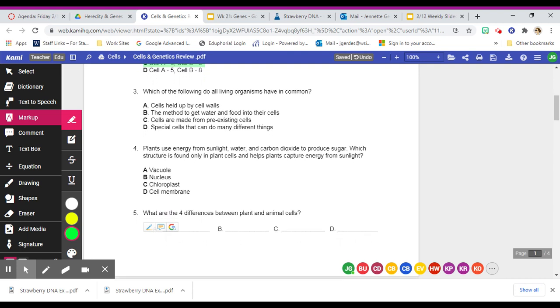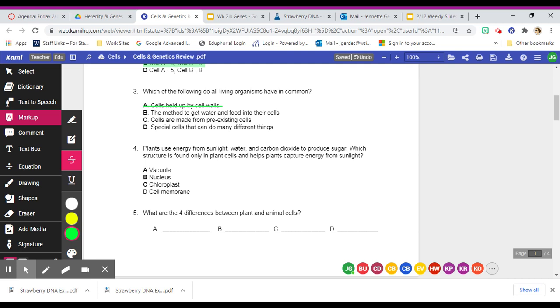The next one, which of the following do all organisms have in common? So this kind of goes with cell theory, but let's read through our answer choices. A, cells held up by cell walls, which is not true. So we're going to strike through that one. The method to get water and food into and out of the cells, I'm just going to leave that one. And then C says cells are made from pre-existing cells. That sounds like the cell theory, which is what the question is probably asking us about.